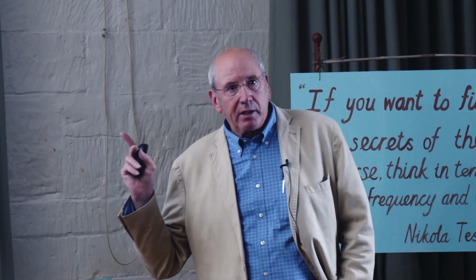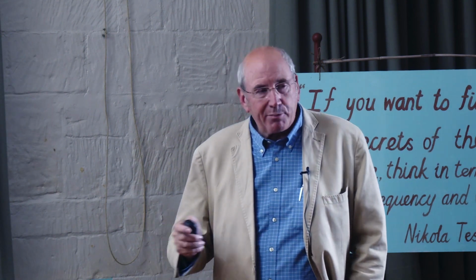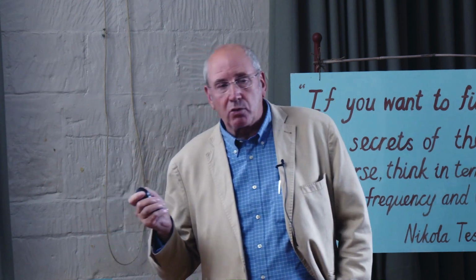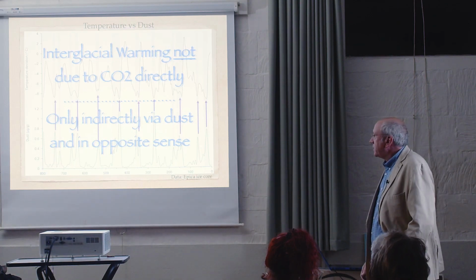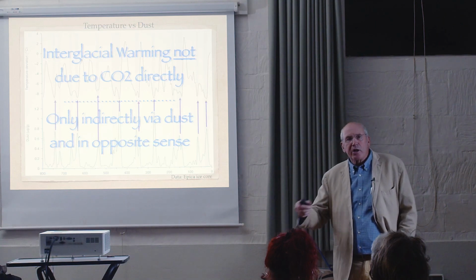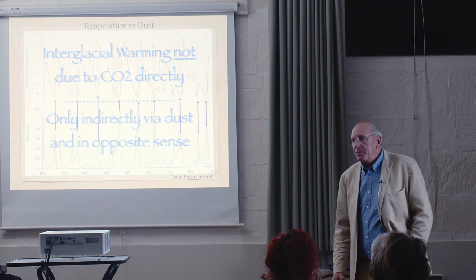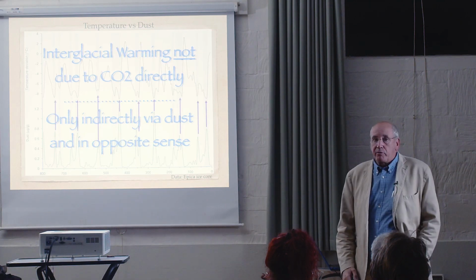And this has never been published before. Mine was the first paper to publish this idea that it is low CO2, because that's the problem. This is why they couldn't find out what the true mechanism was, because they're all looking at CO2. But in reality, interglacial warming is not due to CO2 directly. It's only indirectly via dust and in the opposite sense. So it's low CO2 that causes warming. This is why this could not be discovered previously, because they were looking for the wrong mechanism.